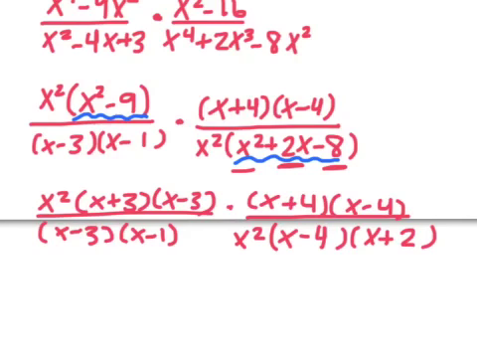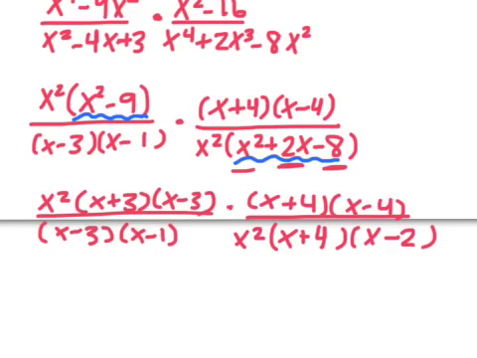Oh, nope, I've got that backwards. A positive 4 and a negative 2 would give you a positive 2x when you add and multiply to be a negative 8. We can now go ahead and do reducing.